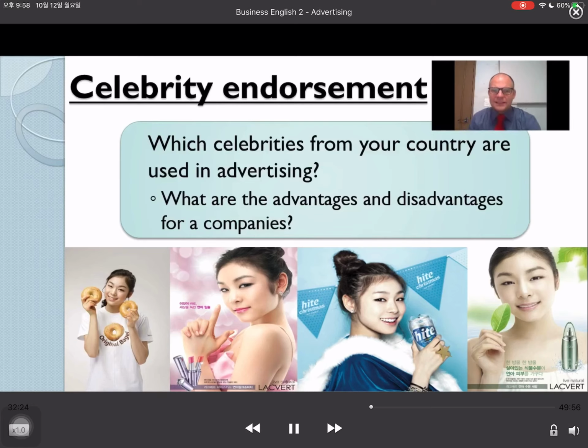So what are the advantages and disadvantages for companies? Kim Yuna, she's really lending her image to the product. Everyone thinks Kim Yuna is nice and healthy and clean living, and by advertising that beer, she's putting those qualities onto the beer as well. That may be one advantage. A disadvantage is I presume she's incredibly expensive, so the fee for her to endorse a product must be massive. You've got one example of an advantage, one example of a disadvantage.